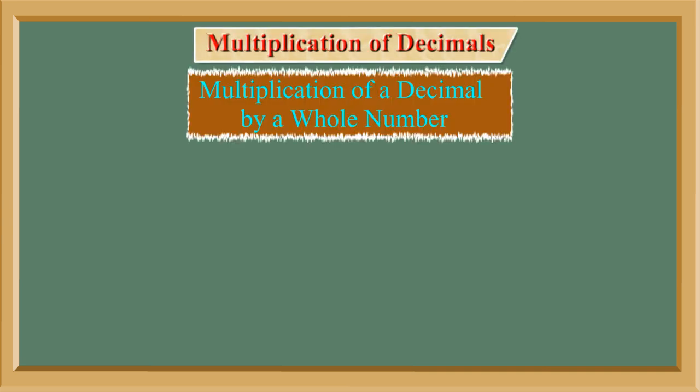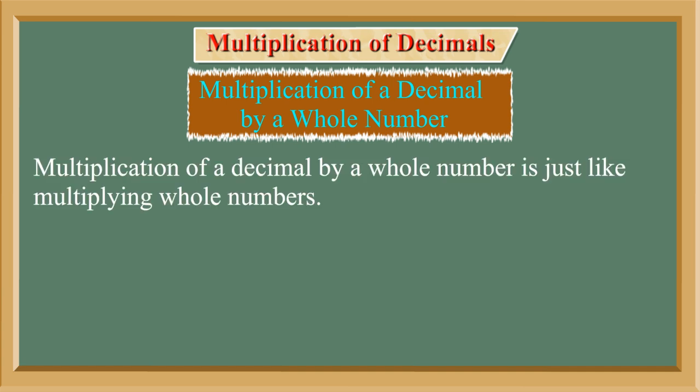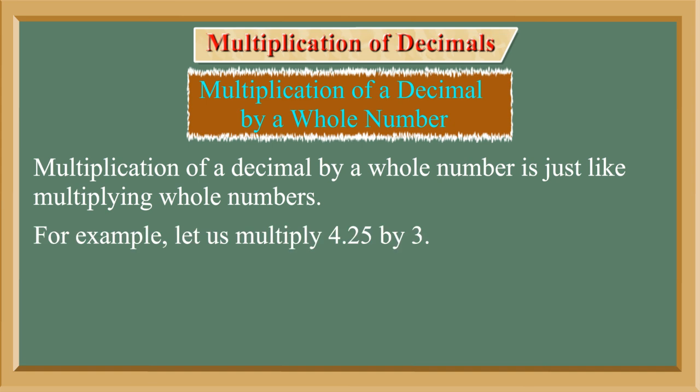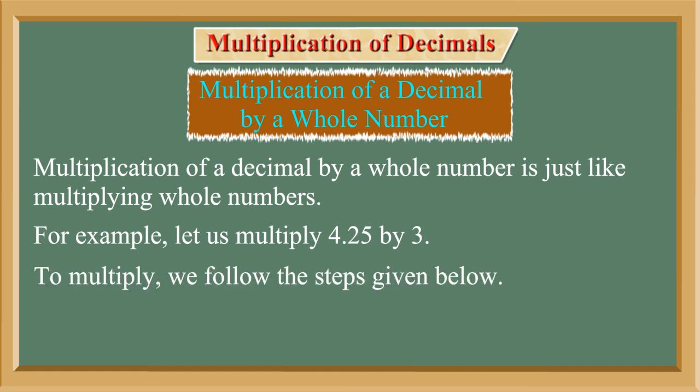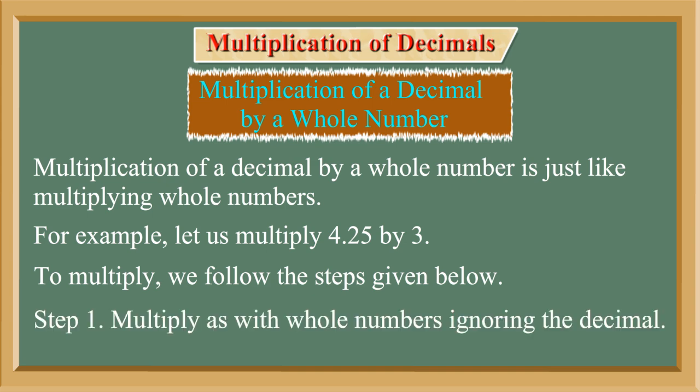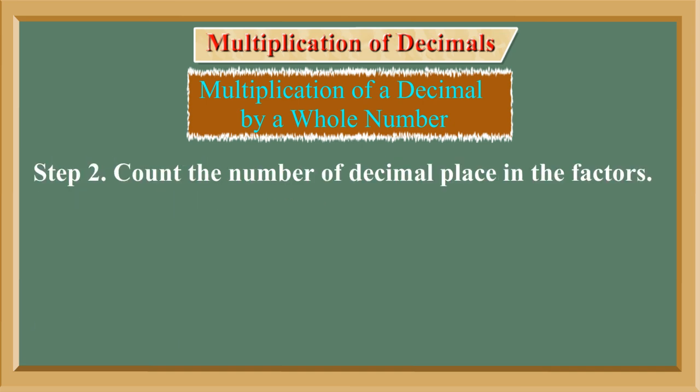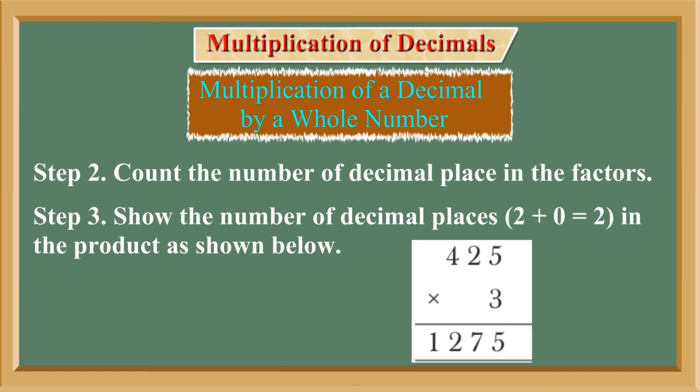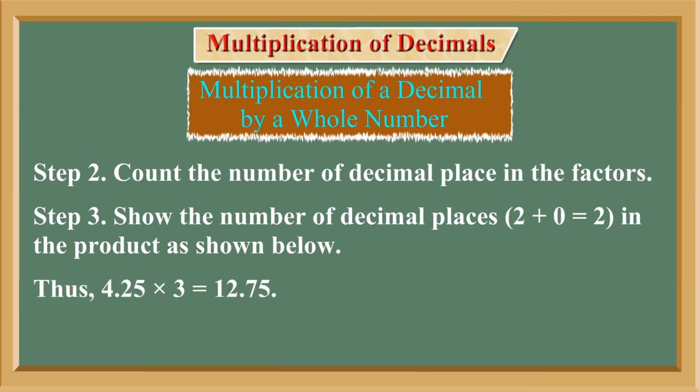Multiplication of decimals. Multiplication of a decimal by a whole number. Multiplication of a decimal by a whole number is just like multiplying whole numbers. For example, let us multiply 4.25 by 3. To multiply, we follow the steps given below. Step 1. Multiply as with whole numbers ignoring the decimal. Step 2. Count the number of decimal places in the factors. Step 3. Show the number of decimal places. 2 plus 0 is equal to 2, in the product as shown below. Thus 4.25 times 3 is equal to 12.75.